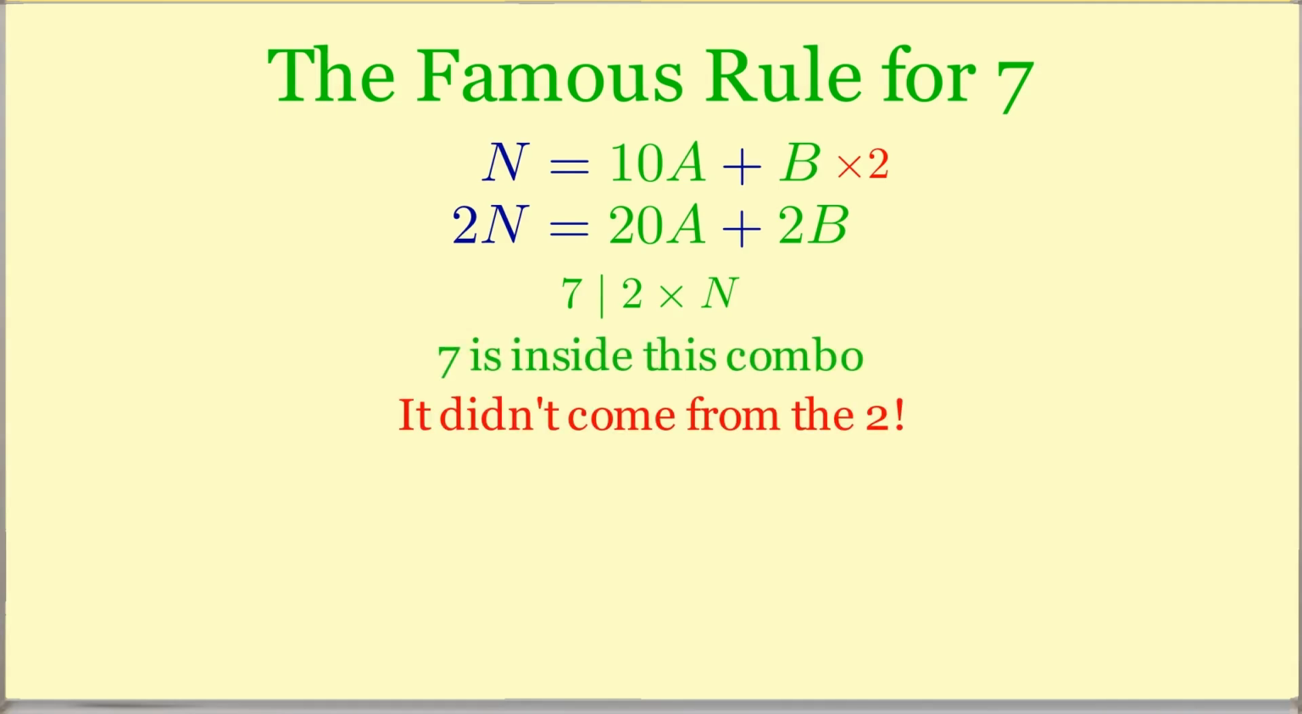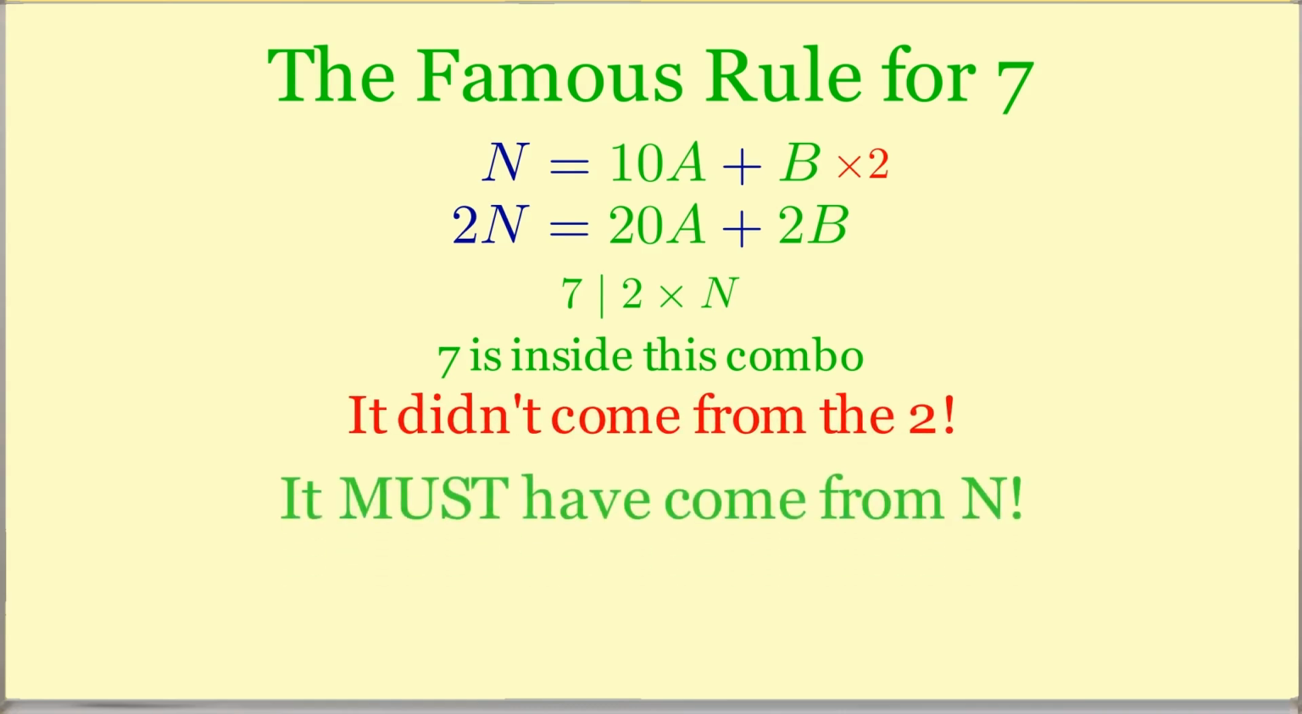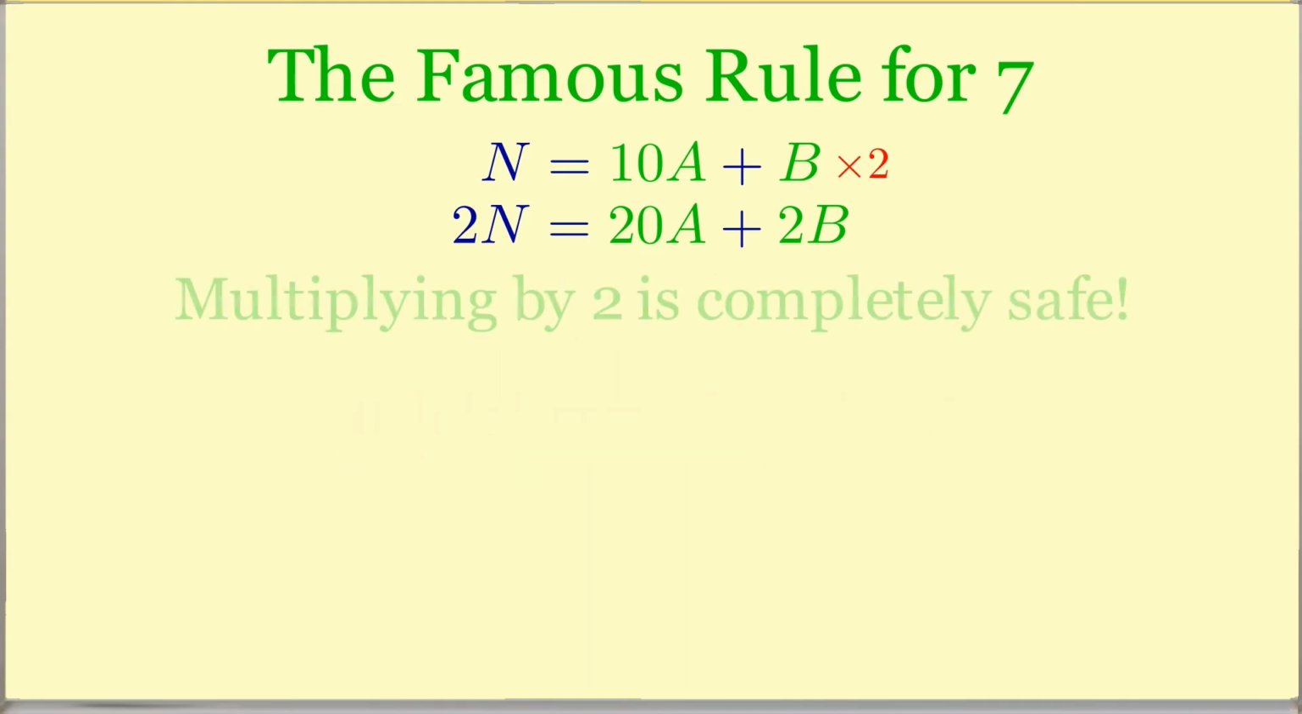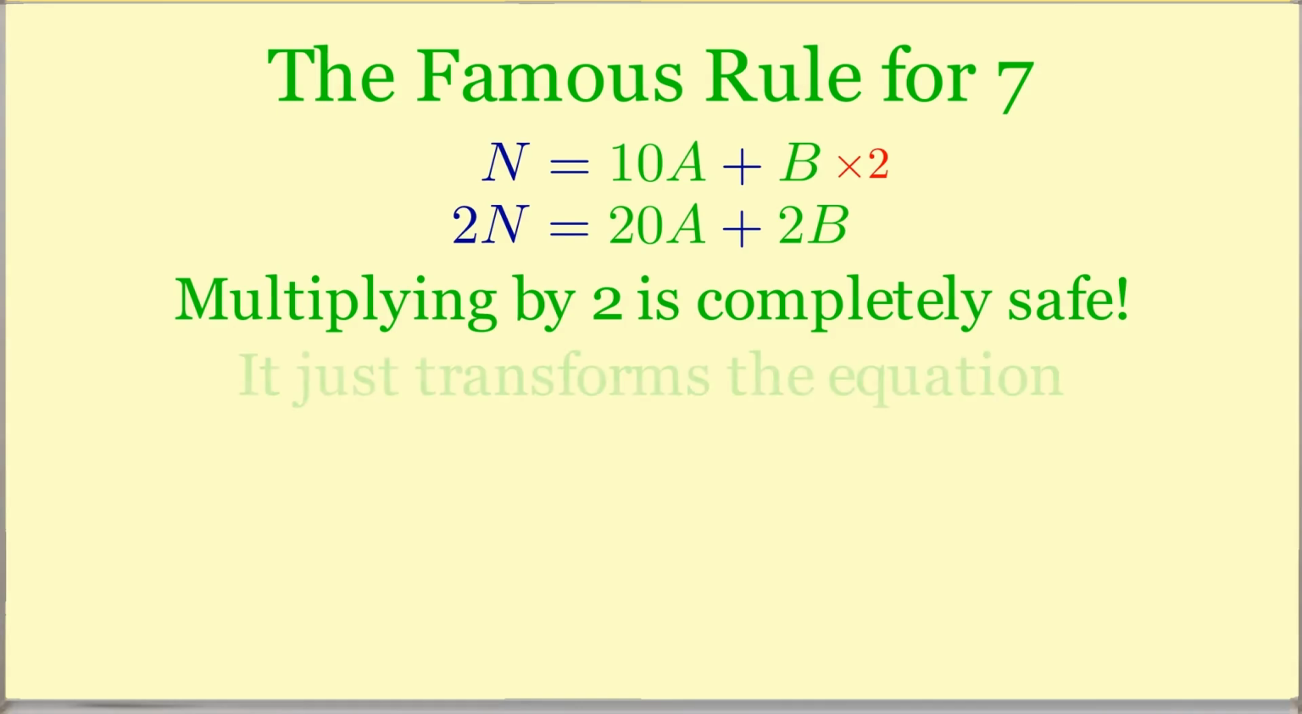That means the atom 7 is absolutely inside this new combination. But look at what we just combined. We just took a 2 atom and we smashed it into our mystery number. Where did the 7 come from? It certainly did not come from the 2. It has no 7s hiding inside of it. Therefore, by pure process of elimination, that 7 atom must have been hiding inside our original mystery number the entire time. It had nowhere else to come from. This is the beauty of numbers that share no common factors. Because 2 and 7 share no common atoms, multiplying our equation by 2 is totally safe. It never fakes a divisibility by 7, and it never destroys one. It simply transforms the equation into something much easier for us to calculate.